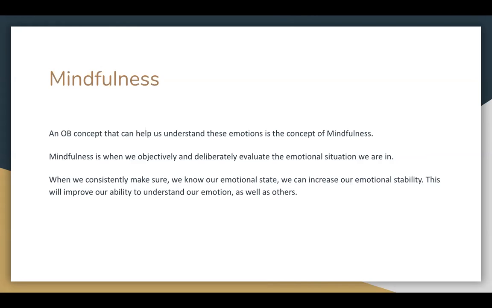Mindfulness is when we objectively and deliberately evaluate the emotional situation we are in. When we constantly make sure we know our emotional state, we can increase our emotional stability. This will improve our ability to understand our emotions as well as others'. Mindfulness is one way we can deal with emotional dissonance.